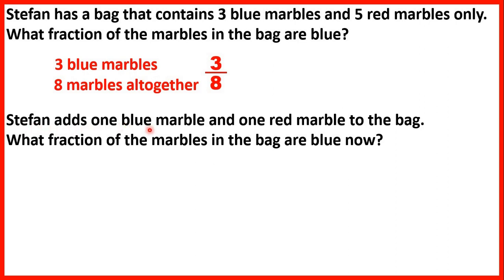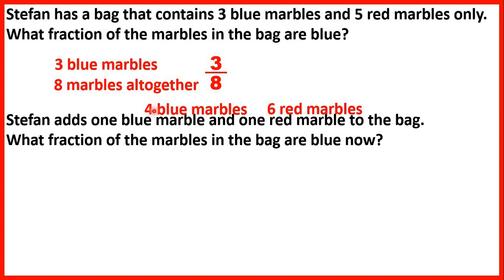Now Stefan adds 1 blue marble and 1 red marble to the bag. What fraction of the marbles in the bag are blue now? Well, let's work out how many blue and red marbles there are now. If he's added 1 blue marble, then rather than 3, there are now 4 blue marbles, and he's added 1 red marble, so rather than 5 red marbles, we now have 6 red marbles.